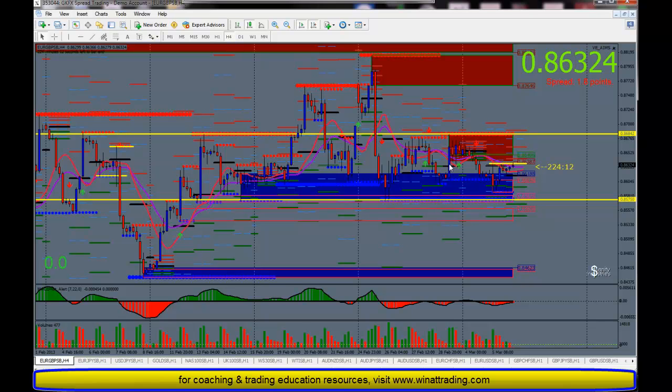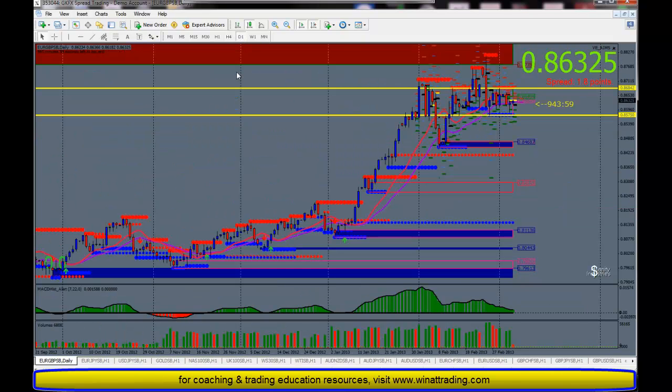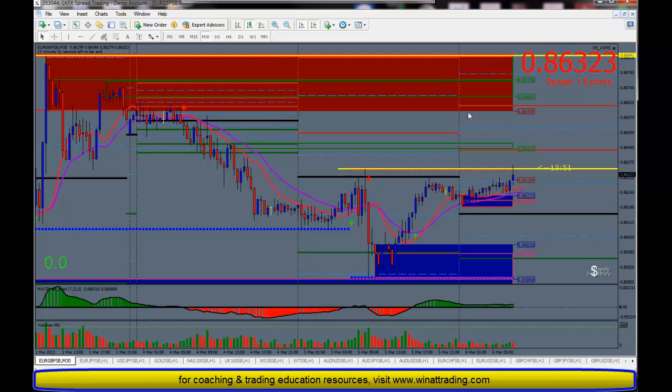On the hour 4, you can see it's been in quite a consolidation since the middle of February, and no real direction for it at the moment. But on the 30 minutes, looking good, and not a lot of resistance until this first area at 0.86613.